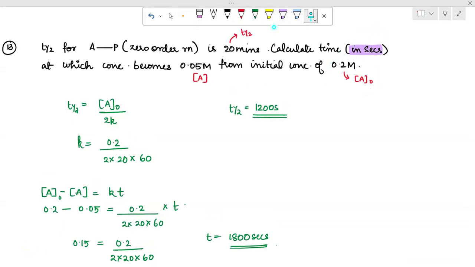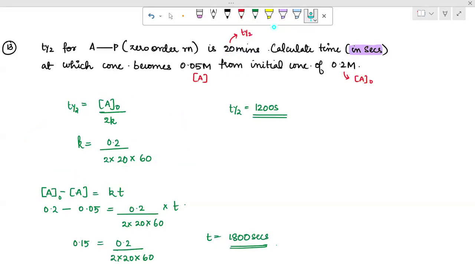You can rearrange, and as the questioner has asked us to report the answer in seconds, I have converted 20 minutes to seconds. So 20 minutes is equal to 20 into 60, 1200 seconds. There is a small unit conversion. If I rearrange, the rate constant is going to be the initial concentration 0.2 molar divided by 2 into t half, which is now 20 into 60 seconds. This is k. I'm not finding the value.